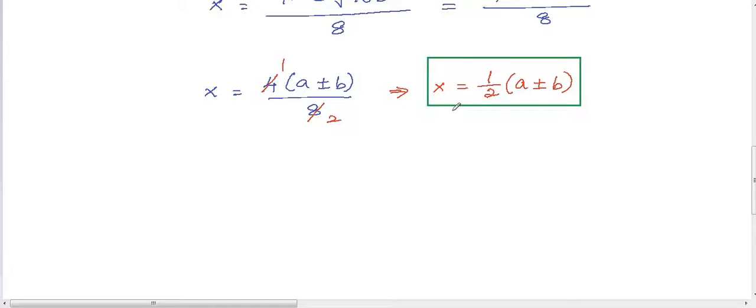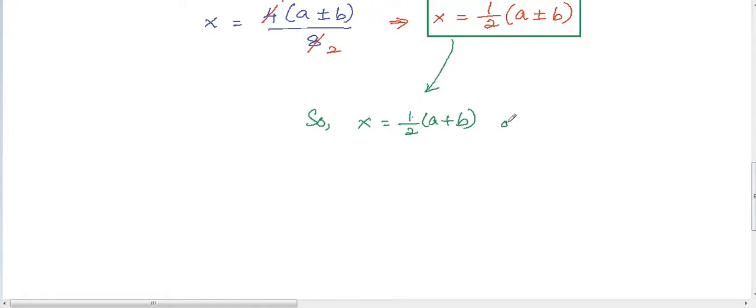Now to find the values of x, split the plus or minus. So we'll get two values of x. The x values are 1 by 2 into a plus b and 1 by 2 into a minus b. So these two values are the x values of the given expression.